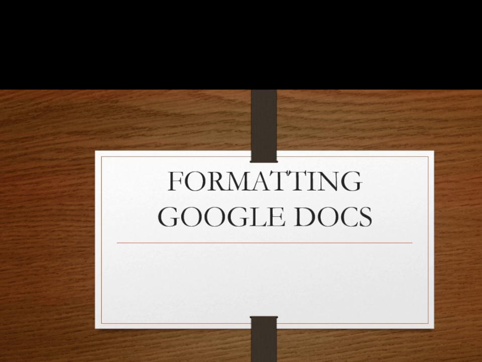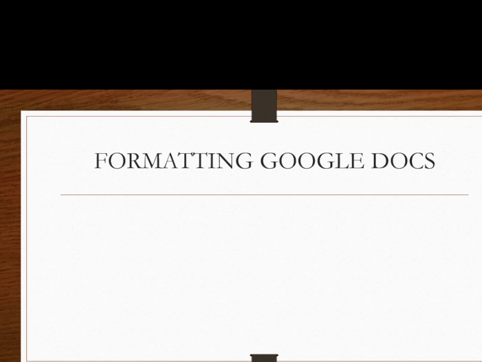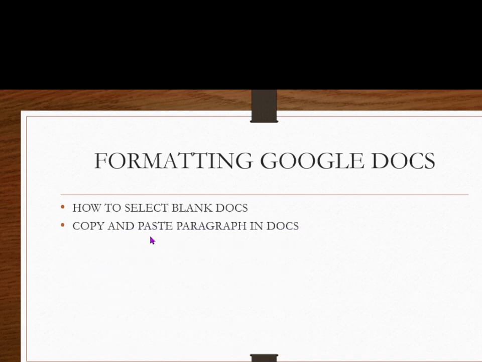Formatting Google Doc. We're going to be looking at several things that you can do in Google Doc. The first thing is how to select the blank. Then we're going to look at copy and paste paragraph in the doc. We're going to get a paragraph from somewhere else and paste it into the doc and see exactly how it looks in Google Docs, because sometimes we paste from the internet to Microsoft Word, but we're not too sure how it might look in the Google Doc.